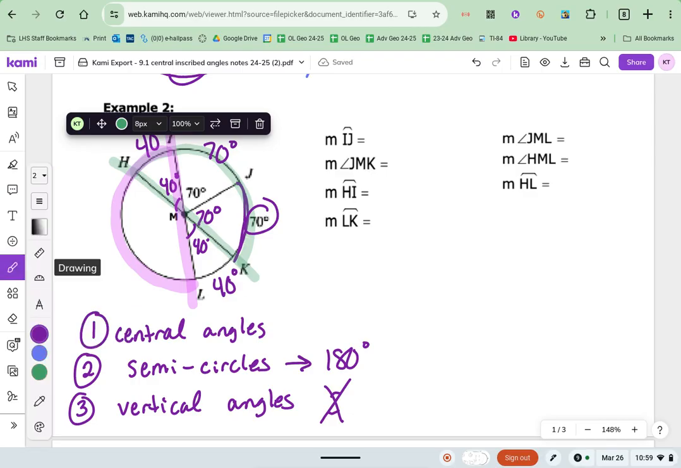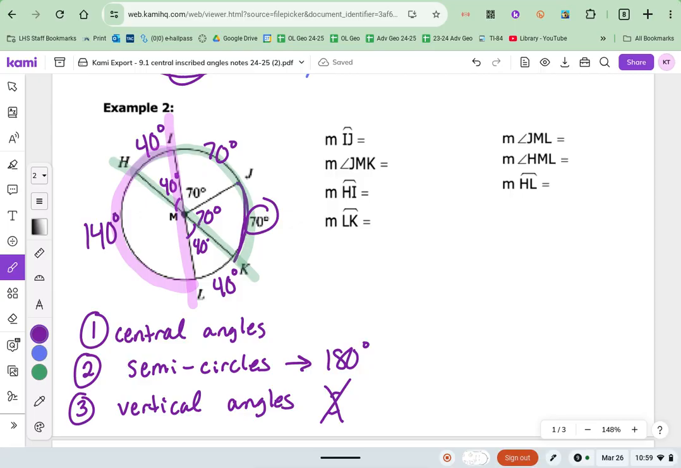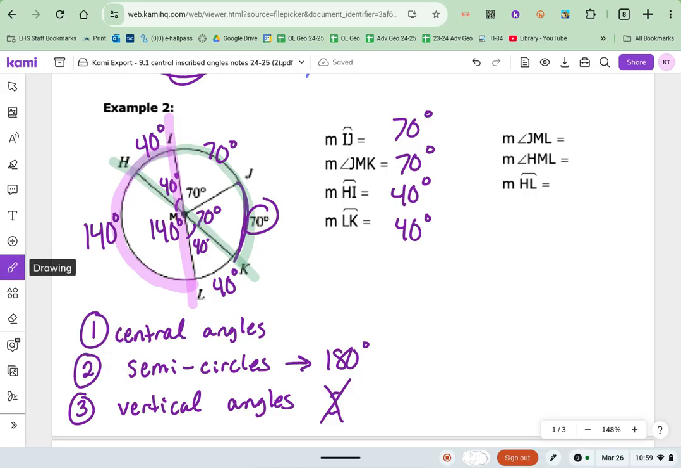So arc IJ was 70, JMK was 70, arc HI was 40, LK was 40. To find JML, we trace from J to M to L, so what's in between is the angle. So 70 plus 40, or 110 degrees. So we can do the same thing for HML, so trace H to M to L. What's in between is the angle, so that's 140 degrees. And then HL is this arc right here, that's also 140 degrees.